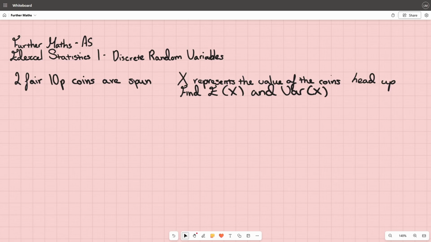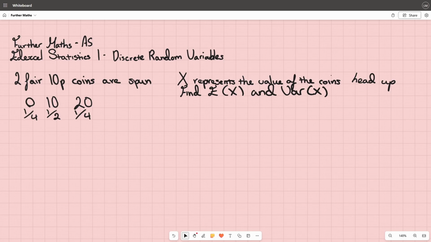So there are 3 possible outcomes. It can be 0, when both coins land head down. It can be 10, where one coin lands head up and the other one lands head down. And 20, where they both land head up. The probability of 0 is a quarter, the probability of 10 is a half, and the probability of 20 is another quarter, because 10 can be either coin, whereas for 0 and 20, both coins have to land in the same direction.